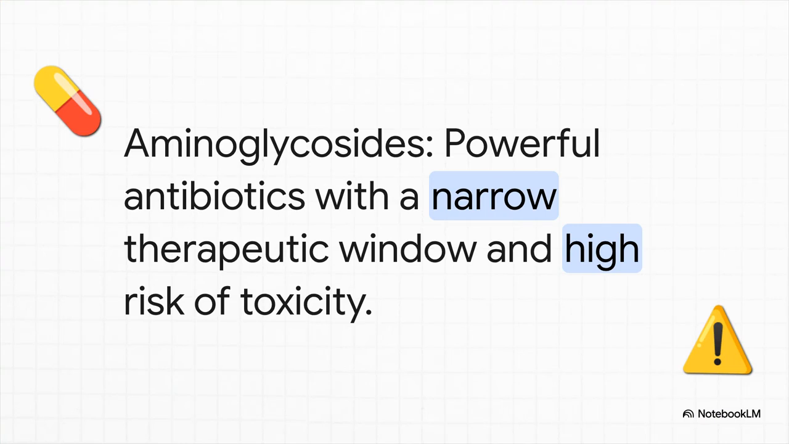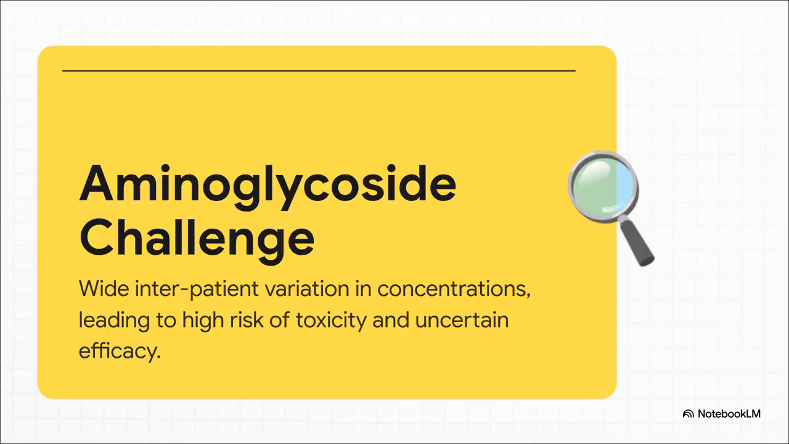This class of antibiotics is a powerhouse, no doubt, but it's also notorious for having a really narrow therapeutic window, and that means there's a high risk of toxicity, especially in older adults. The main problem with aminoglycosides is just how variable they are. You could give two patients the same standard weight-based dose and get wildly different drug concentrations in their blood.